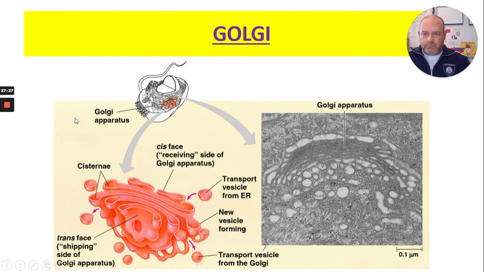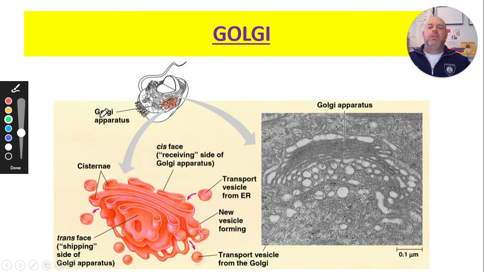Next, we get to the Golgi. So the Golgi apparatus or the Golgi body, same thing. And it's right behind the ER. Down here is a transport vesicle from the endoplasmic reticulum, and it's actually going to merge in here with the Golgi body. It's going to ooze into it and be accepted by it and merge into it, kind of like an endocytosis type thing.